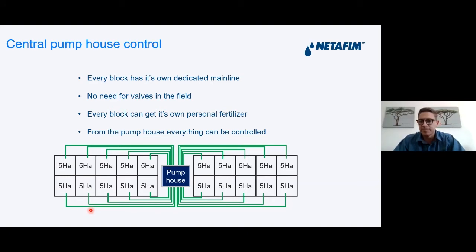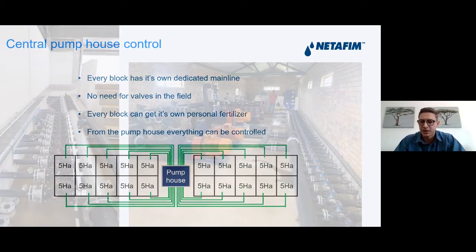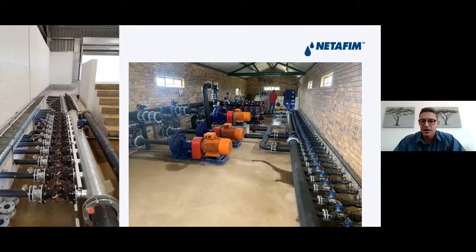And this is just some practical examples of what I'm trying to illustrate in the previous design. These are both citrus developments. The one on the right-hand side, here you can see all the dedicated main lines moving out to the field. I think there's about 56 or 57 dedicated main lines going out.